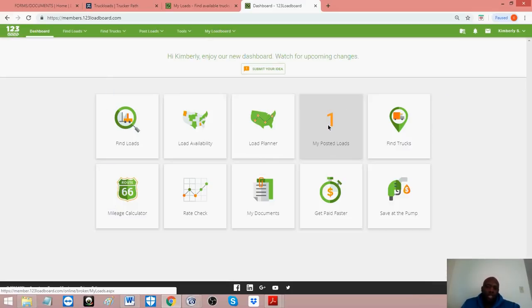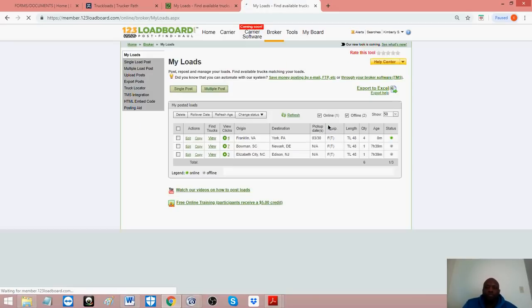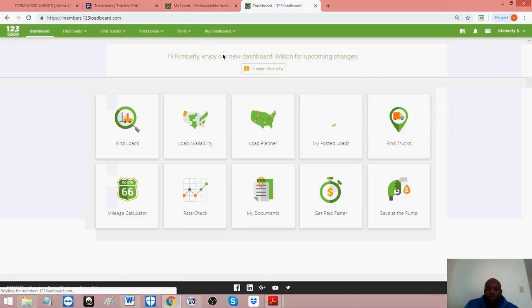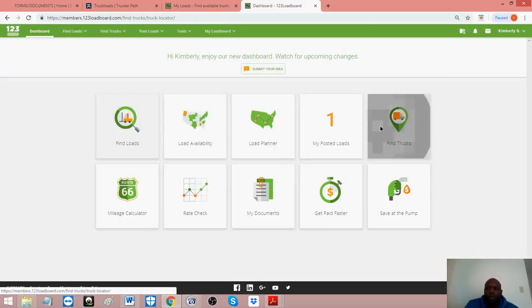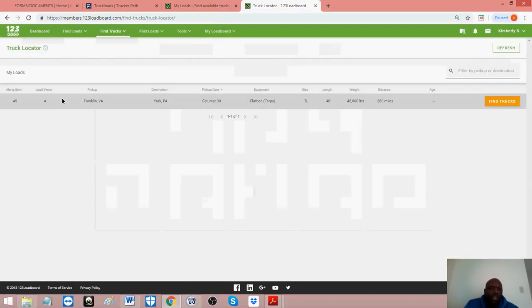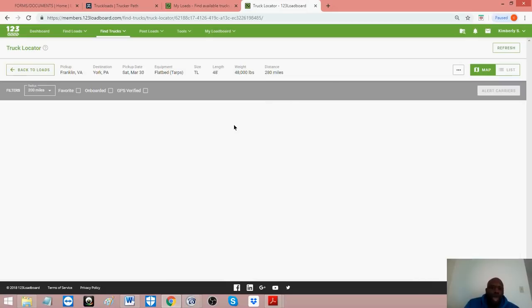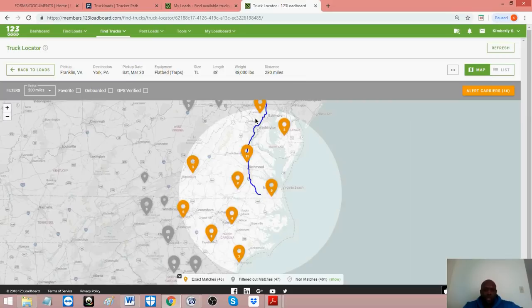So back when RBBS had the 123 load board, there was an ability to find trucks that were in the vicinity of that posted load. So you would find trucks, and it would give you a map of the trucks, like so. Okay? Now can you guys see my screen and hear me clearly? Yes. Okay.